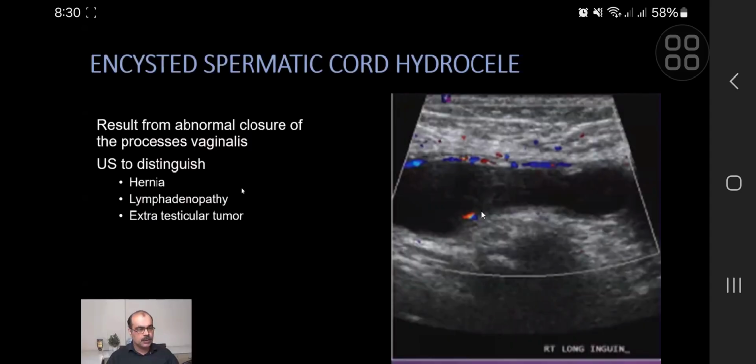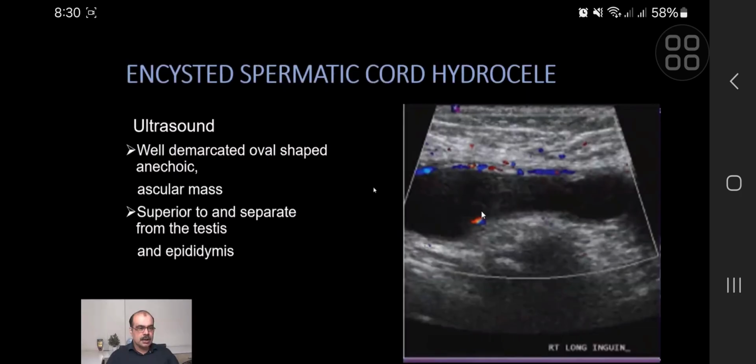You can use ultrasound, which is going to show you a cystic area, and you can distinguish it from hernia, lymphadenopathy, or other tumors. Definitely no internal vascularity can be observed. However, peripheral vascularity is sometimes seen, and it is separate from the testis and epididymis.